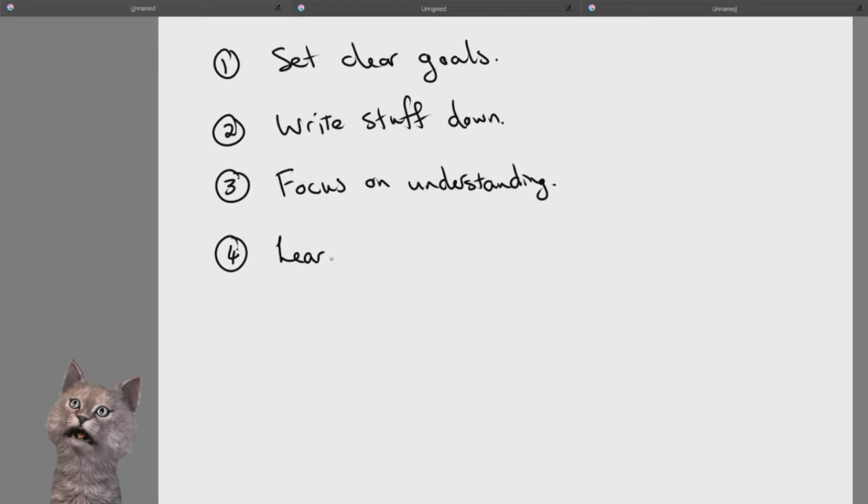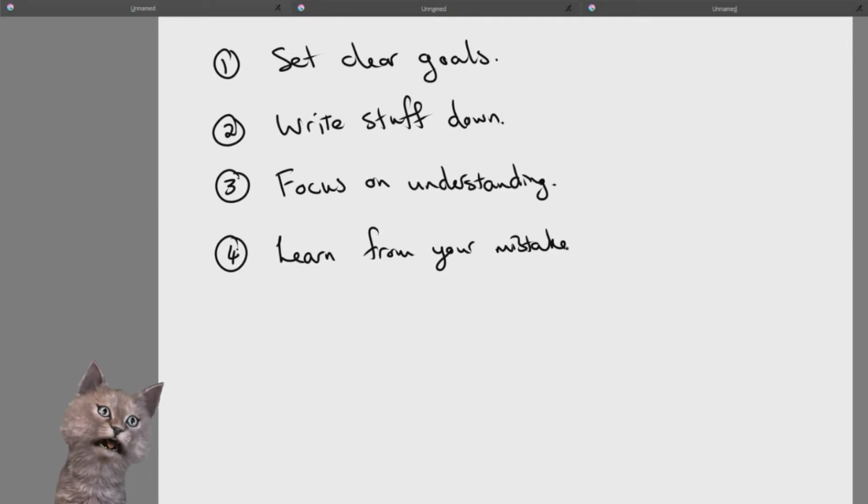The next one is learn from your mistakes. Everyone makes mistakes. I make mistakes as well. The best thing you can do is to just look at it. Don't deny that it happened. Look at it and say, okay, where did this go wrong? Why did I make this mistake? Was it a fundamental understanding problem? Or was it just a silly mistake that I should be aware of in the future?